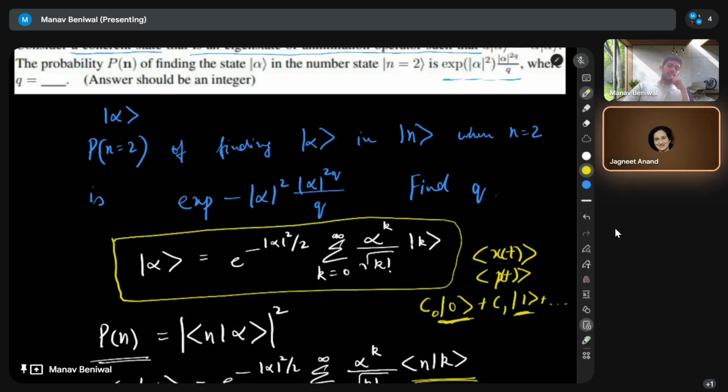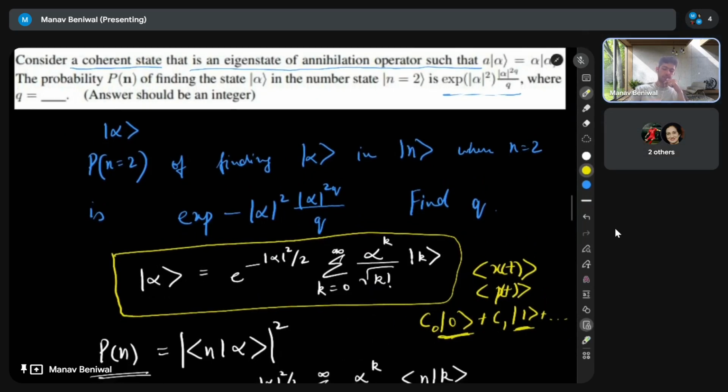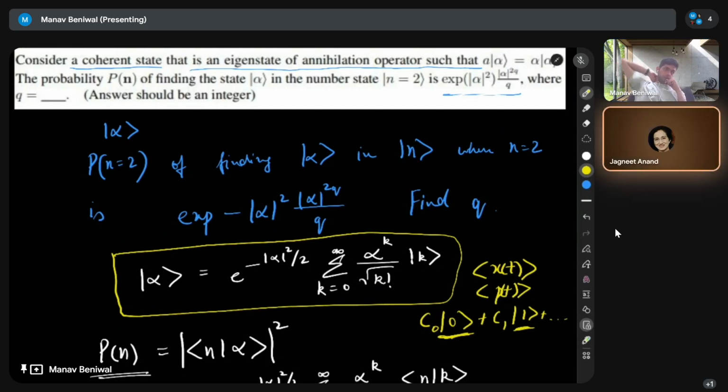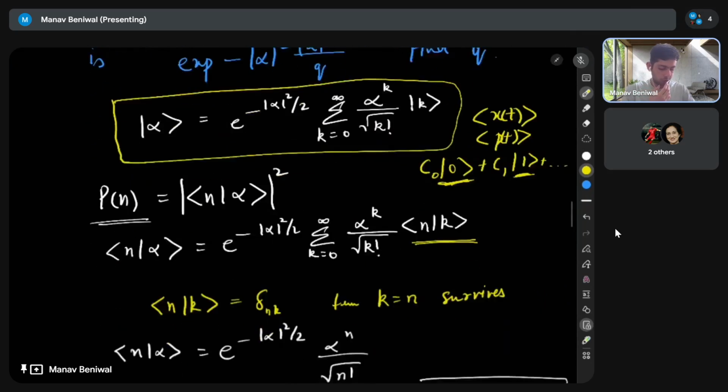If instead you use this coherent state alpha, then we showed in the last class that indeed we get an oscillatory sine omega t, cos omega t thing. So this question is about finding the probability of this coherent state, let's say, when it collapses to any one of its constituent states.